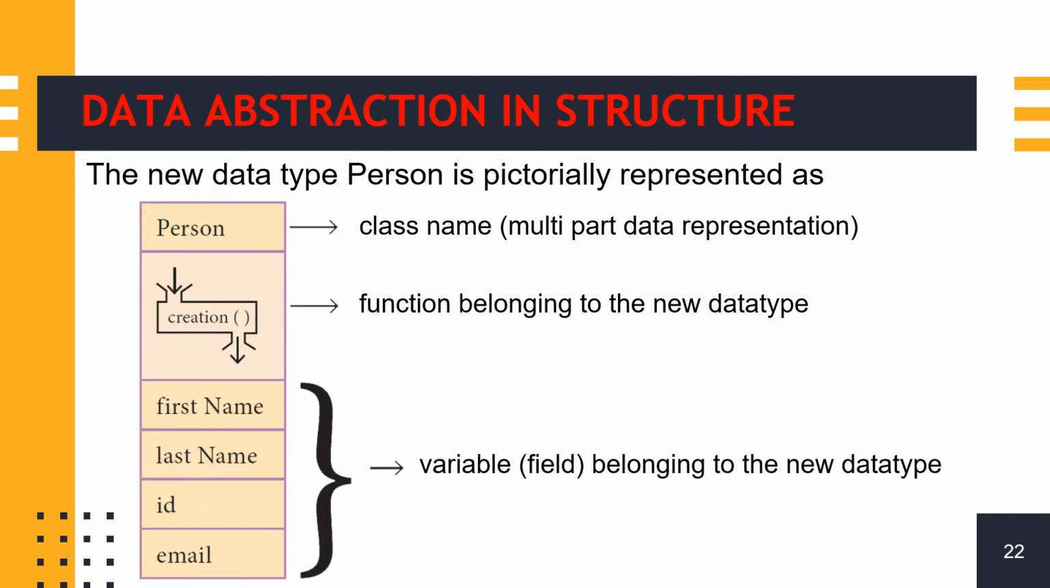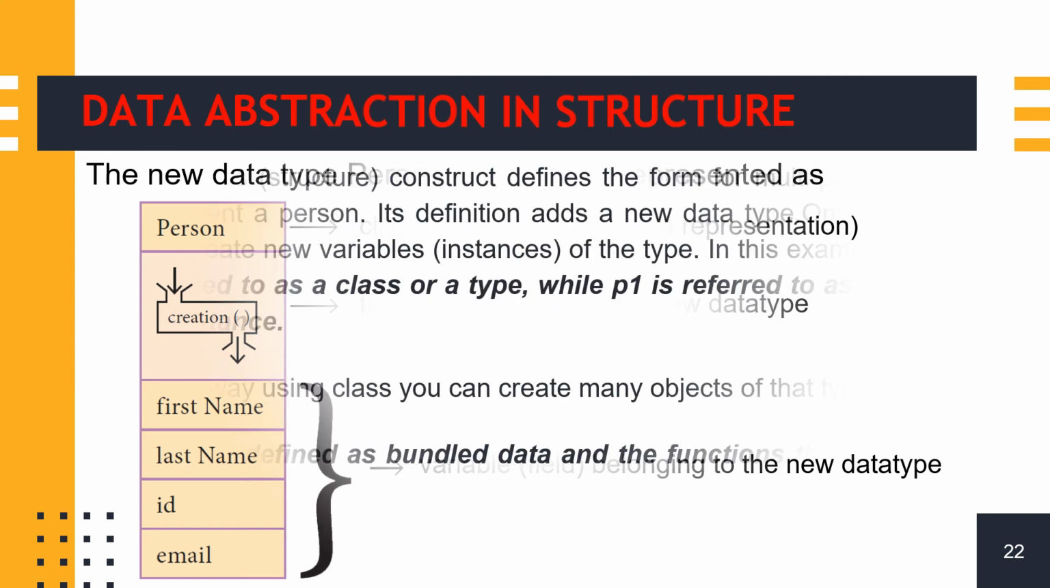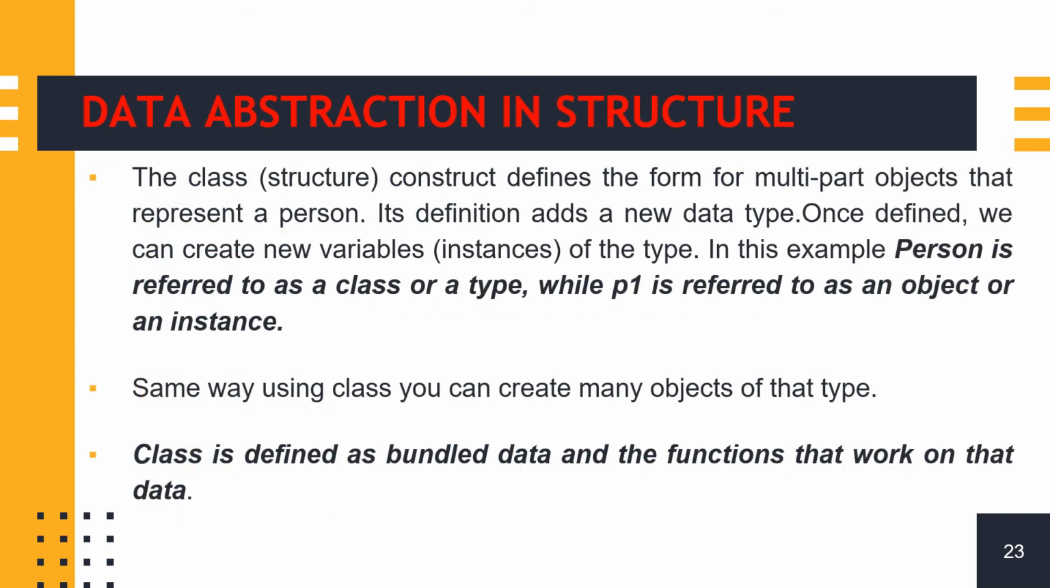Now the new data type person is pictorially represented as person, the class name, with a multi-part data representation, and a function belonging to the new data type. Here first name, last name, ID, email are the variable fields belonging to the new data type. Now the class construct defines the form for a multi-part object that represents a person. Its definition adds a new data type.